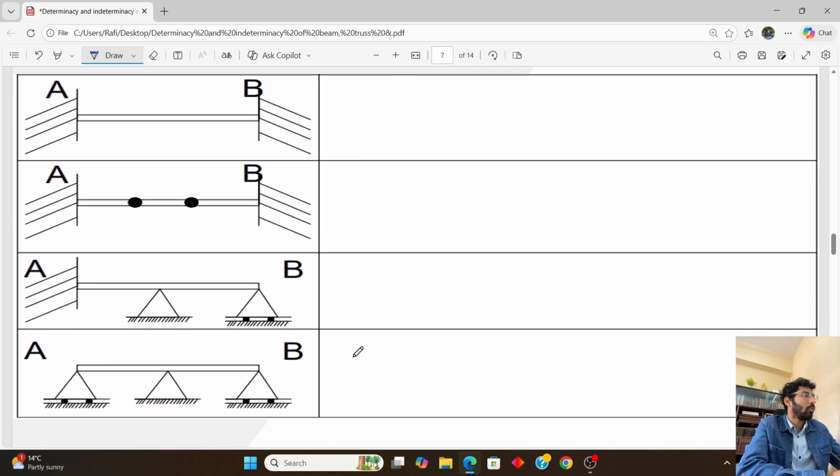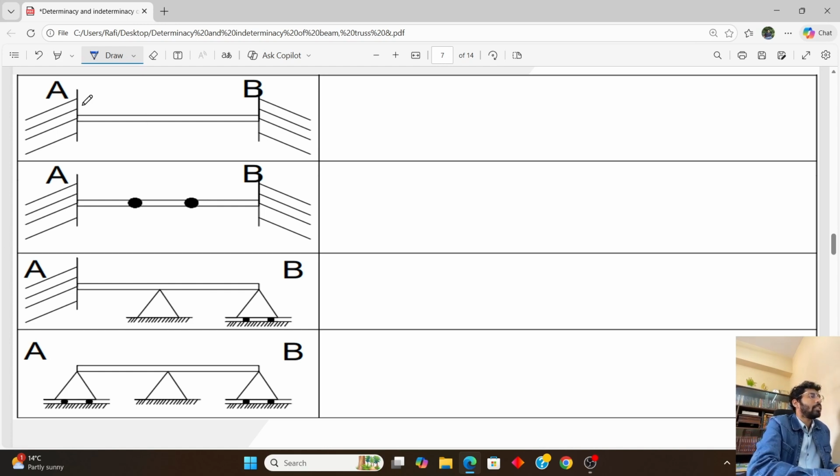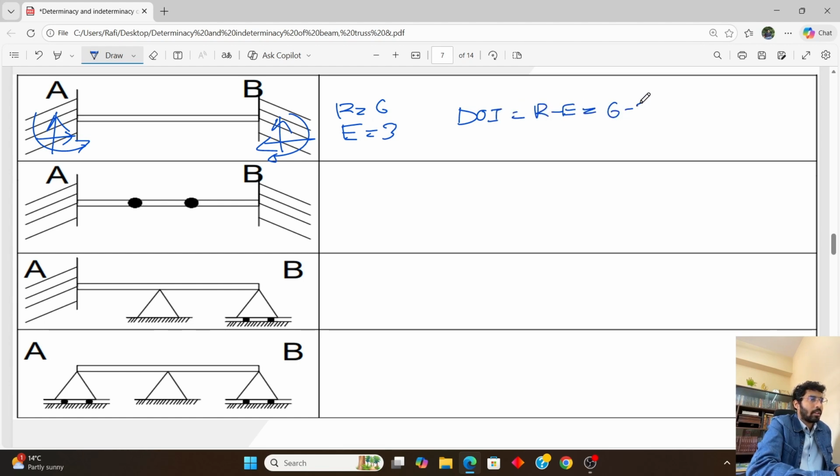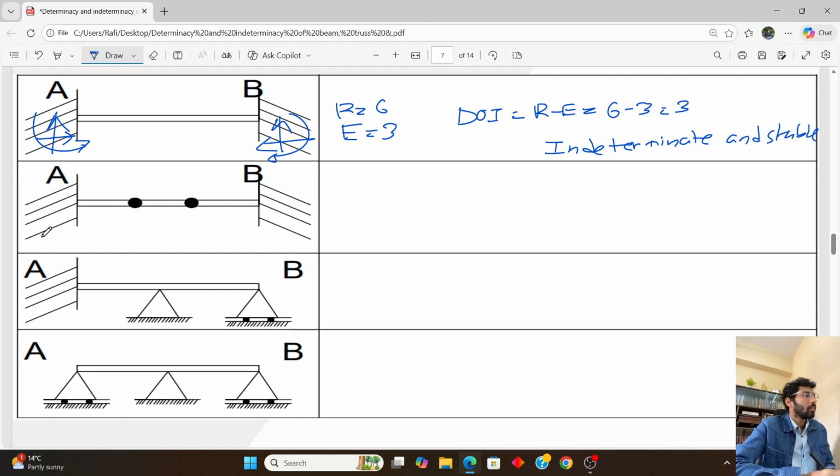Okay, so if we look at the other problems, we can see that there are two fixed supports here. It is a fixed beam. So there are in total 6 unknown reactions here. The value of E will be 3. So DOI value, degree of indeterminacy value, will be R minus E is equal to 6 minus 3, 3, and it is indeterminate and stable, obviously.